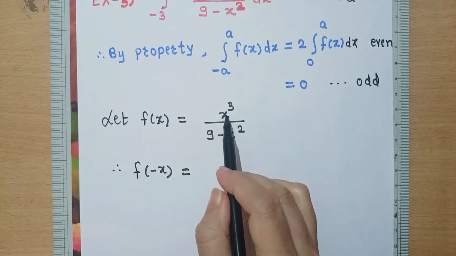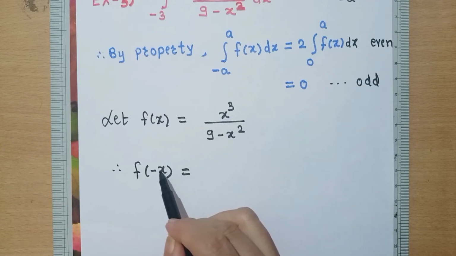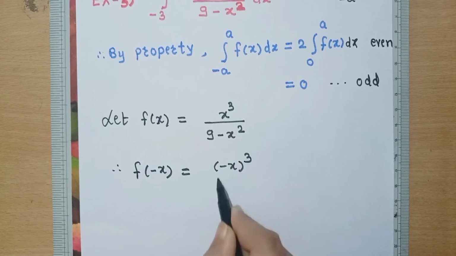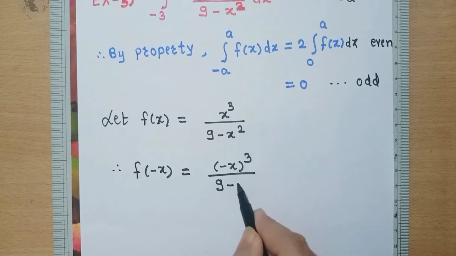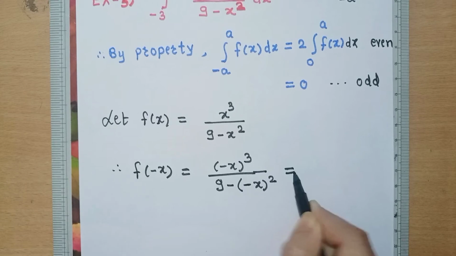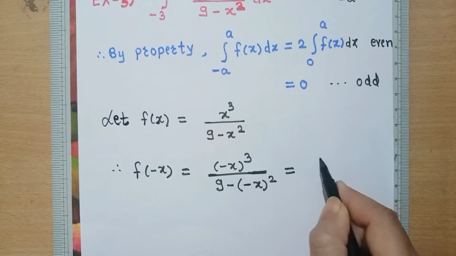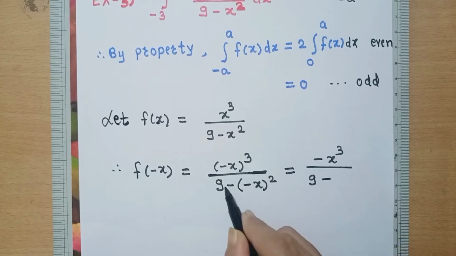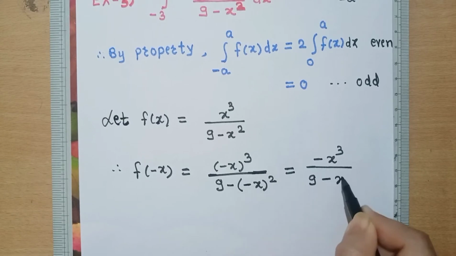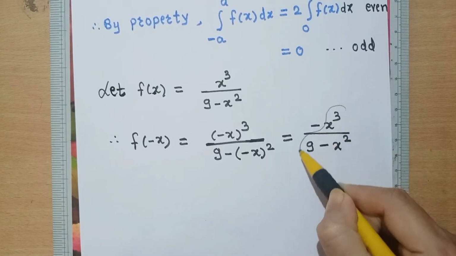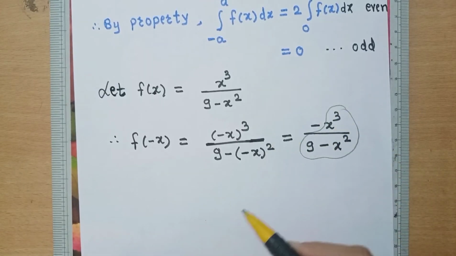So wherever there is x we will replace it by minus x. So this x I'll write as minus x cube, and in the denominator 9 minus, and again instead of x square we will write minus x square. And so minus x cube is minus x cube, and 9 minus, and minus x square is plus x square. And here this is nothing but our function of x.